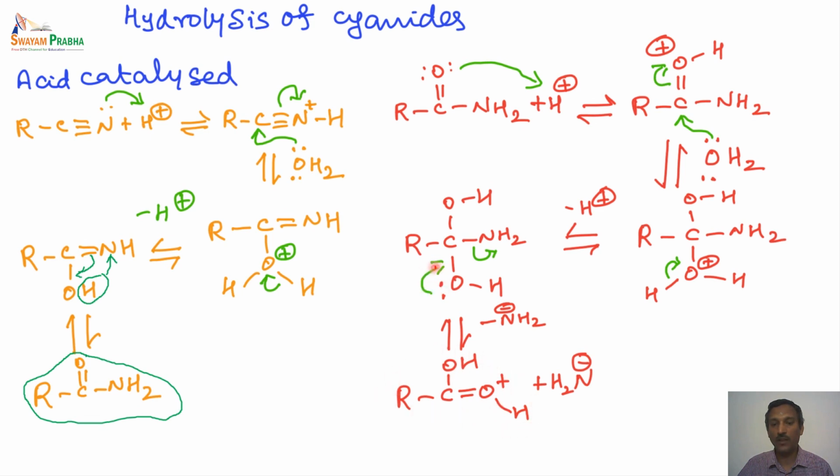Since the lone pair of electrons had shifted from the oxygen, this becomes a positive charge. So we already know this cannot remain for longer. So the NH2 negatively charged anion pulls this proton from this oxygen, so that the bonded electrons are shifted to the oxygen, and we end up with the corresponding carboxylic acid, and ammonia gas is also produced. So this way the nitrile hydrolysis produces carboxylic acid and ammonia. So this is the acid catalyzed hydrolysis of nitrile.